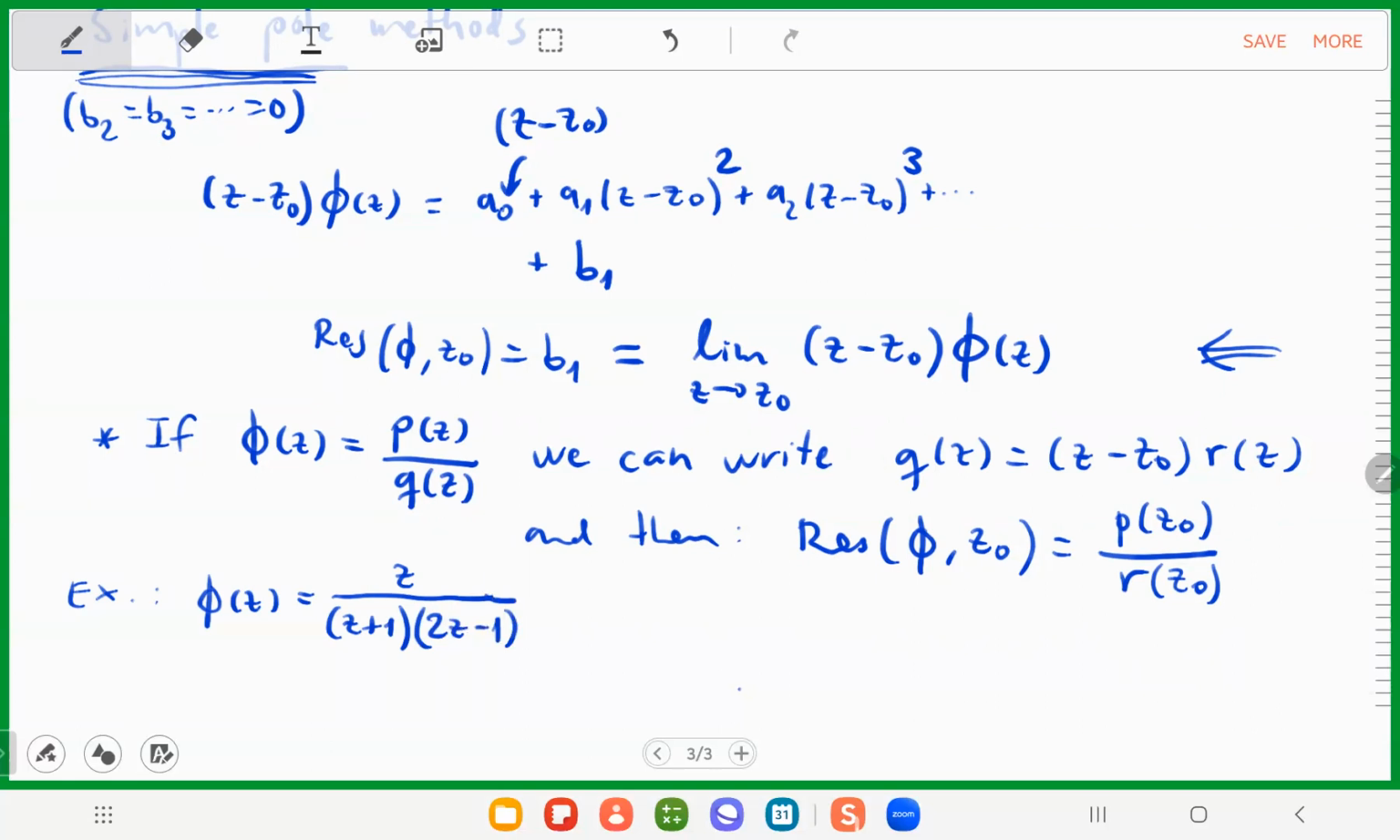Okay, where are the singularities of this function? -1 and 1/2. Yes, that's correct. And you can see that both of these are simple poles. If you don't remember why, just notice that they are simple zeros of the denominator. If I multiply this function by z plus 1, I get a function that is not singular at z equal -1. So these are two simple poles. So we have simple poles at -1 and 1/2, right?